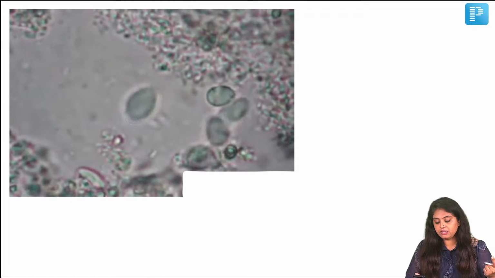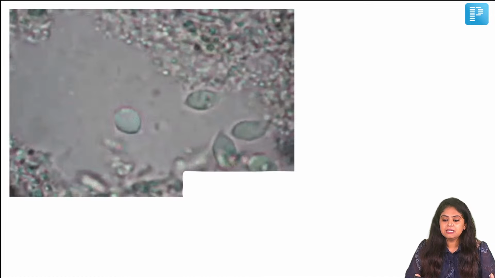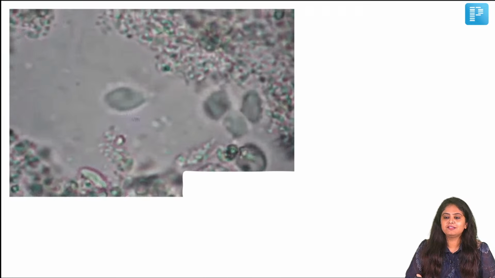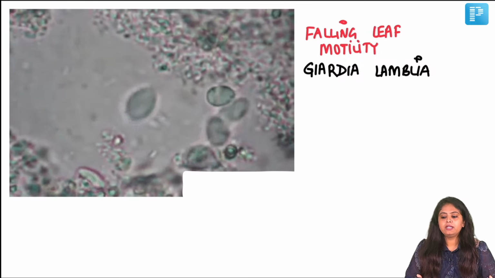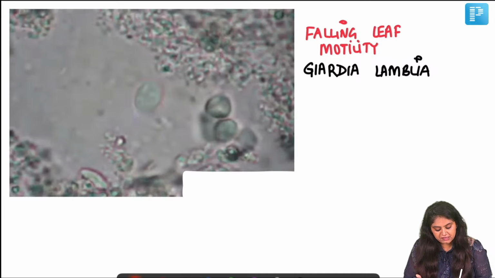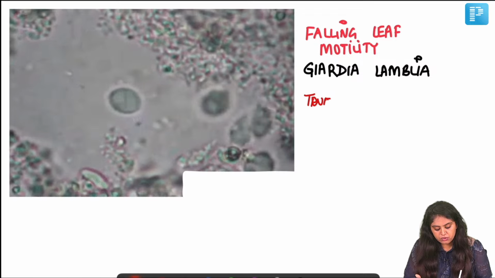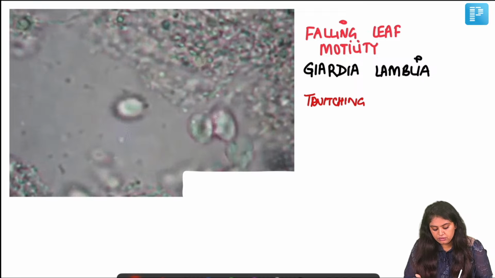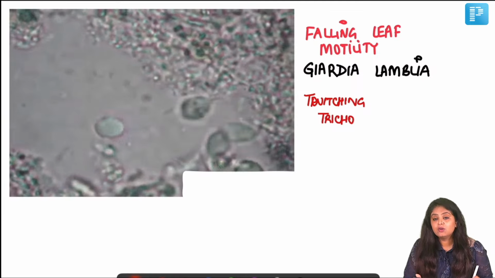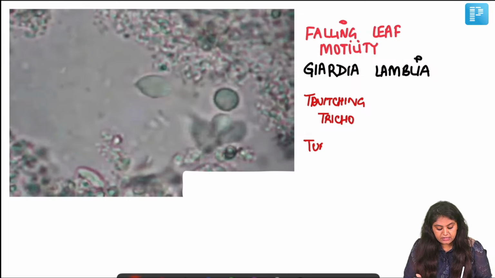So there are two things. Some of you are calling it tumbling motility. Some of you call it giardia. So how does giardia look? I was expecting this answer. Most of you are calling it falling leaf motility, giardia, and what other options are coming from you? Some of you call it the twitching motility that you see with trichomonas. I'm not saying any of these are right or wrong. We are also getting tumbling motility that you see with listeria.